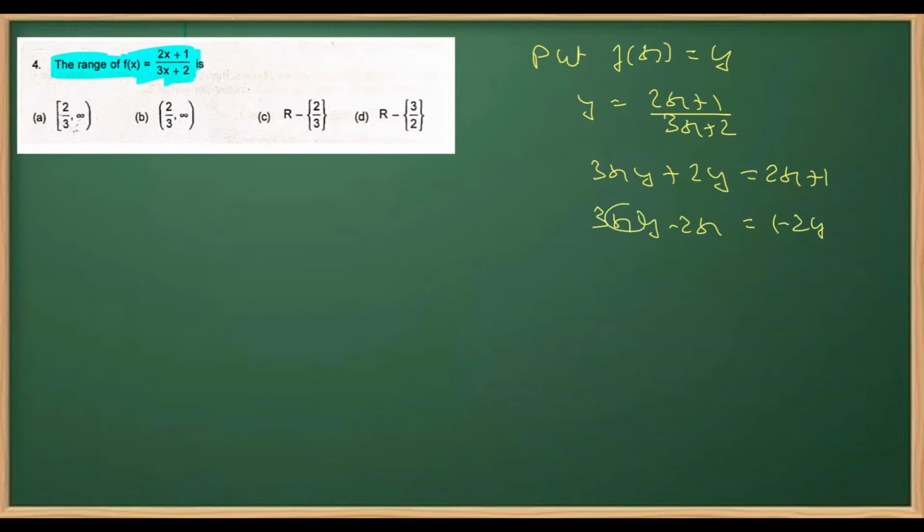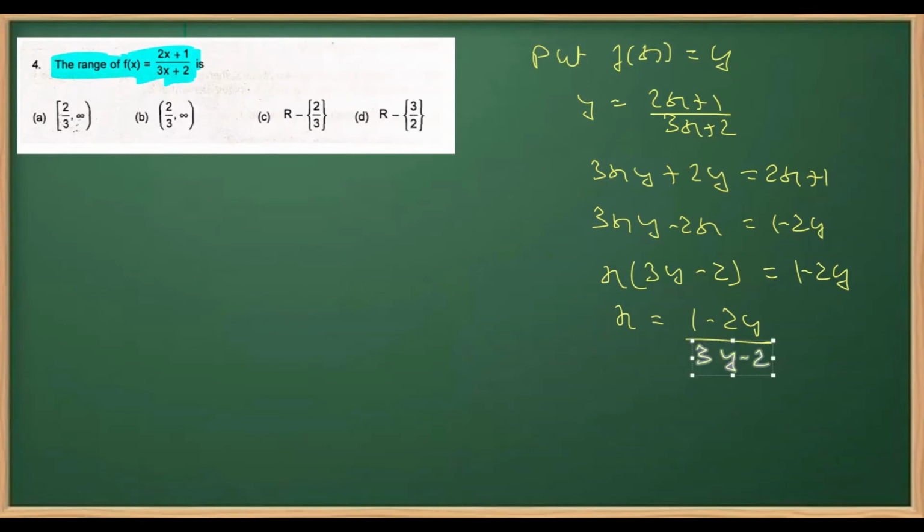Further, I can take x common from here. As I said, I'm going to write x in terms of y. So it's going to be x(3y minus 2) is equal to 1 minus 2y. Now finally, x can be written as x is equal to (1 minus 2y) over (3y minus 2), right? So you can figure out that it is in the form of p by q.